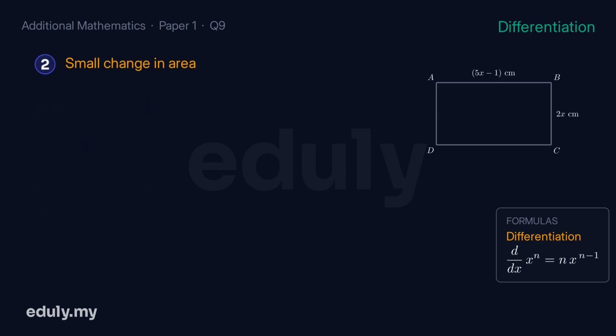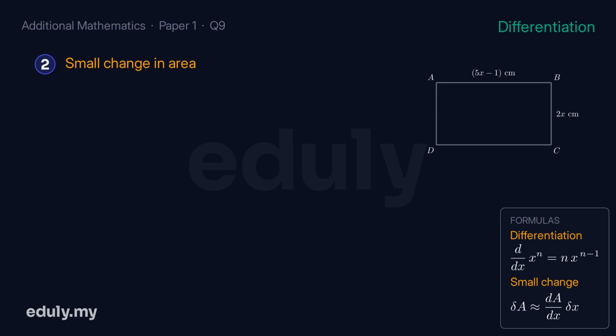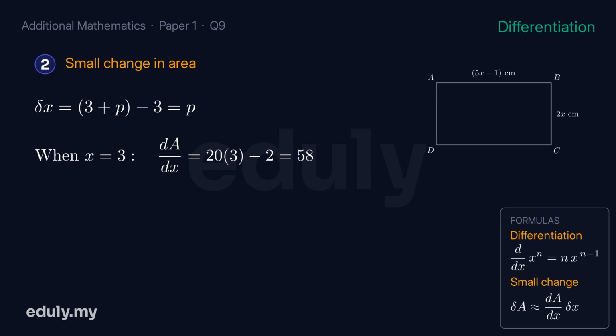Step 2. A small change in x produces a small change in area. For a small change, the change in area is roughly the rate of change times the change in x. The change in x is 3 plus p minus 3, which is just p. The change happens when x is 3, so put 3 into the rate of change. 20 times 3 minus 2 is 58. So the small change in area is 58 times p, 58p square centimeters.